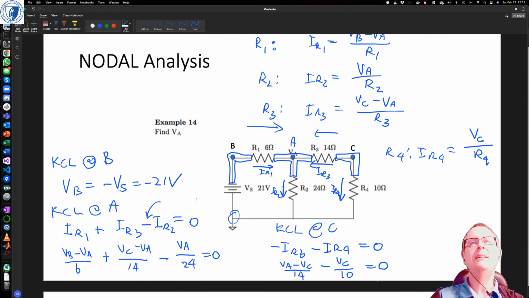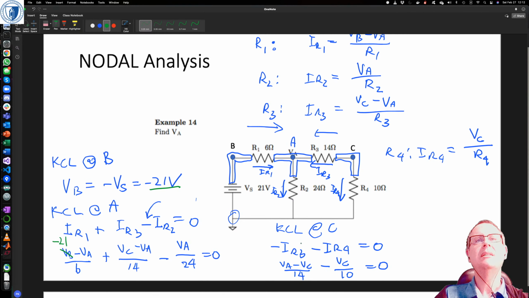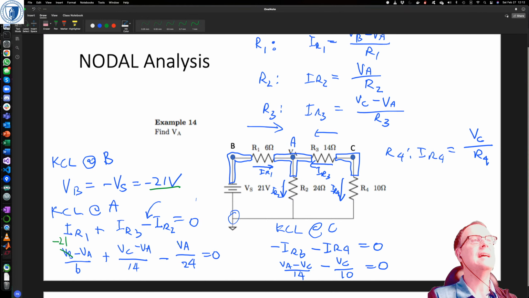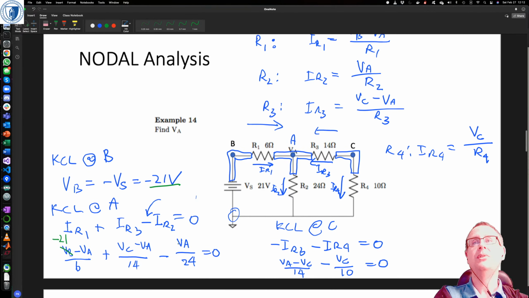Okay, so now in this approach, in nodal analysis, the unknowns are the node voltages, VA, VB, and VC. We already know what VB is, right? We know that it's minus 21, so we could replace it here, right? And so now we're just left with VA and VC as unknowns.